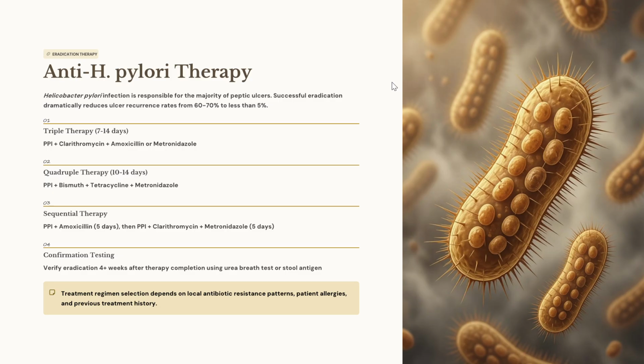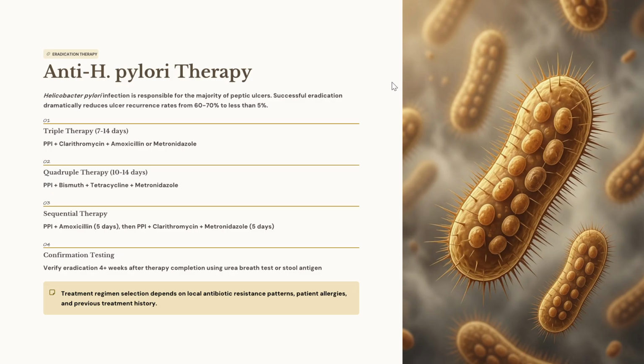for 7 to 14 days, in which a proton pump inhibitor with clarithromycin and amoxicillin or metronidazole is given. Quadruple therapy for 10 to 14 days, where a proton pump inhibitor, bismuth, tetracycline and metronidazole are given.